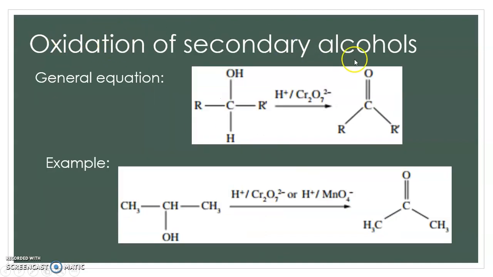Oxidation of secondary alcohols turns all the secondary alcohols into ketones. You can use, again, acidified dichromate or acidified permanganate.